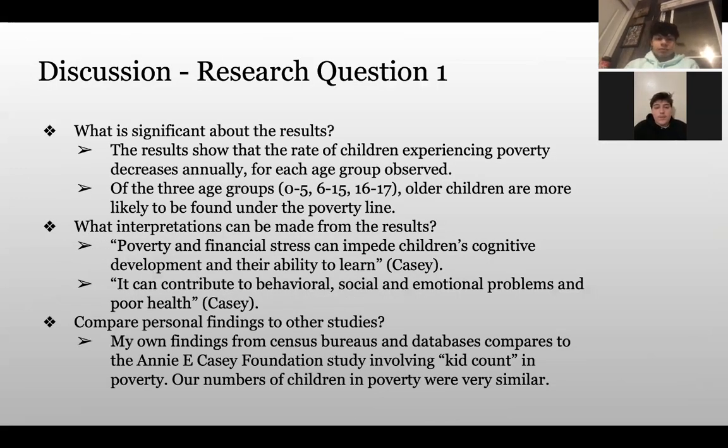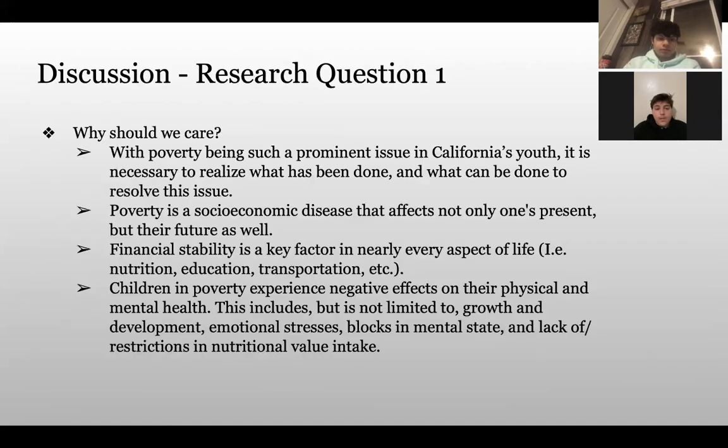Now, what's significant about this is that as a child's age increases, so 0 to 5, 6 to 15, 16 to 17, they are more likely to be found under the poverty line. Now, this can also impede children's cognitive development, their social skills, emotional problems, as well as their mental and physical health. Now, we should care because poverty is a prominent issue in California's youth, and it's necessary to realize that it not only affects their present, but their future life as well.